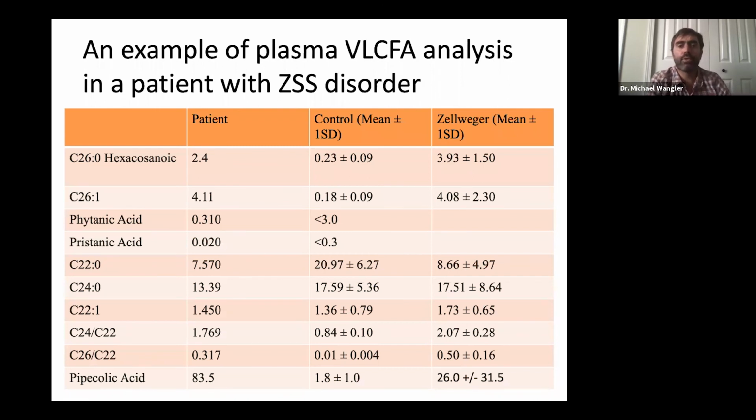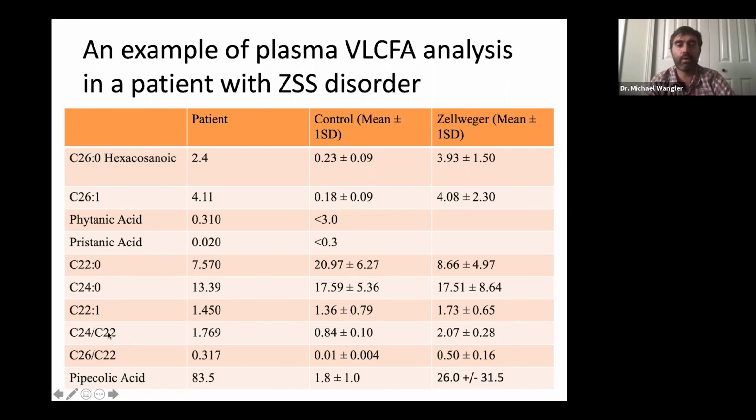And so this is an example of a patient with a Zellweger spectrum disorder. You can see the types of results that you could get from a very long chain fatty acid analysis. What's being shown here is the patient and the results that were measured. These reports usually come with control and Zellweger mean plus a standard deviation. The key thing that I always look at that's very important is these ratios, okay?